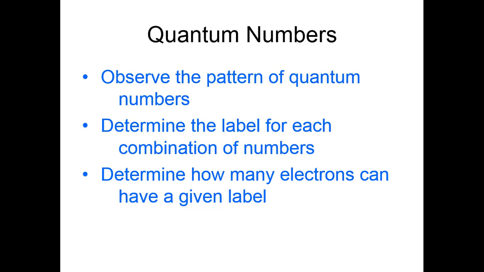Welcome to this discussion on quantum numbers that are allowed by quantum theory. They fall in a pattern, and we will observe the pattern. Each combination of quantum numbers is given a label, and we will determine these. We will also determine how many electrons have a given label.